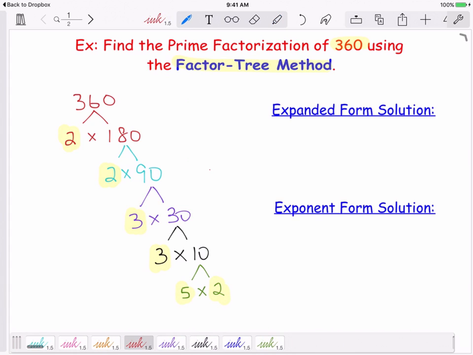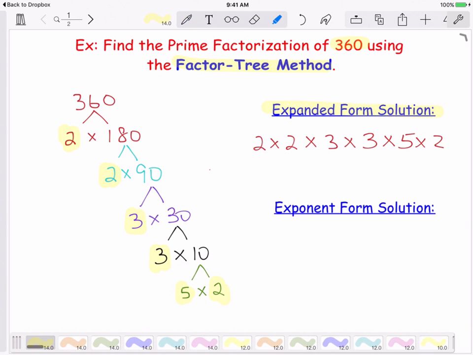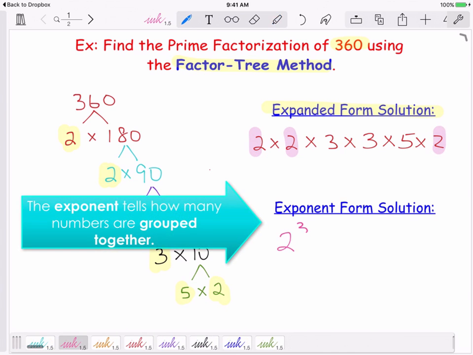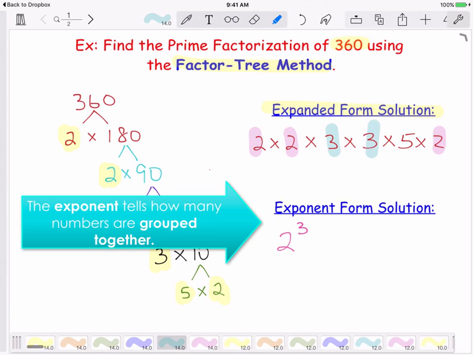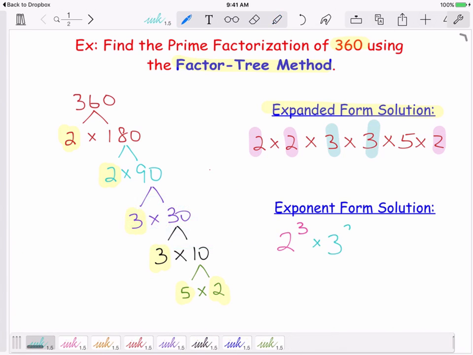So, the prime factorization of 360 will be 2 times 2 times 3 times 3 times 5 times 2. This is the expanded form of the prime factorization. We can also rewrite this using exponents. Since there are 3 2's, we can group them together and write it as 2 to the power of 3. Since there are 2 3's, they can be grouped as 3 to the power of 2. There's only one 5, so we can write this as 5 to the power of 1 or just as 5.